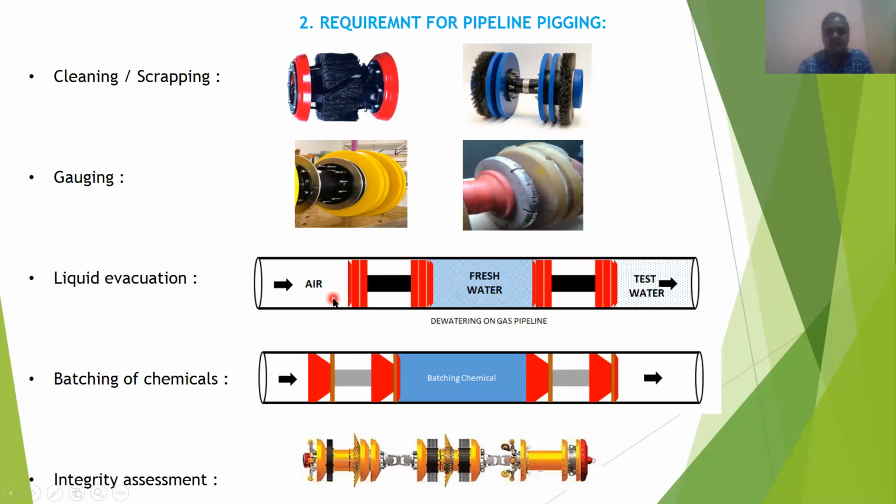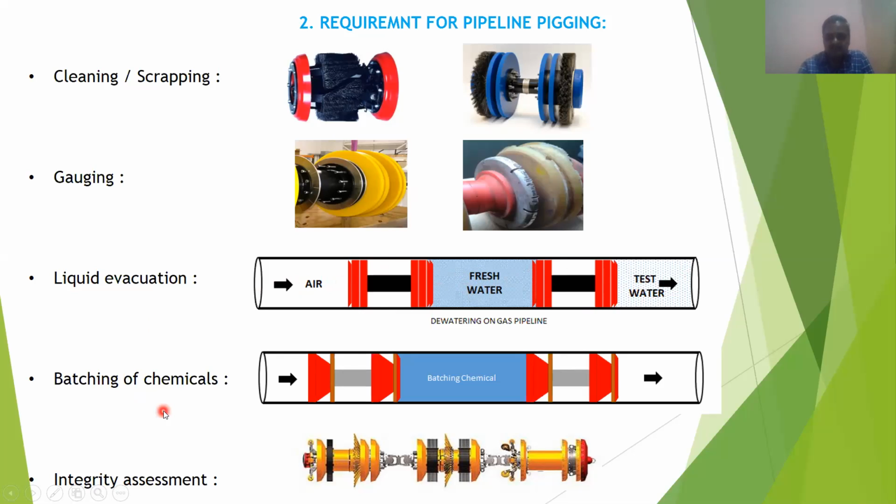Liquid evacuation: air will be there, fresh water and a pig. This is test water, and a pig will be there. You have to install and fill the water, install the other pig, and between the space you fill the water and pressurize with the air. Whatever the liquid is in, it will completely evacuate. That is the way of pigging.